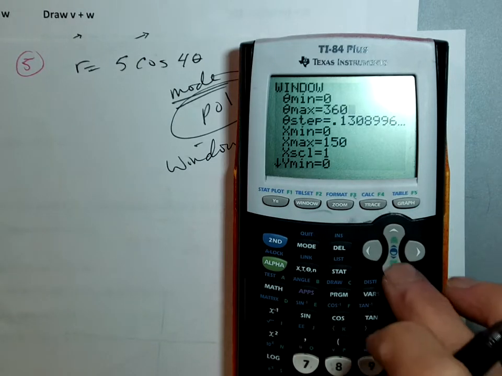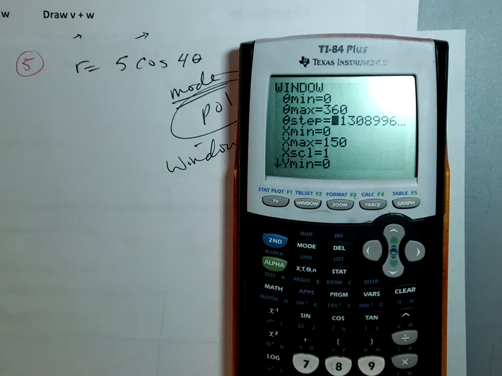Theta max is 360. And it's like the strobe light. I want to see every 1 degree, not 10. 10 would take me forever, okay? So I'm going to make my steps by 1. So I'm going to graph 1 degree, 2 degrees, all the way to 360 degrees. So I'm going to go my steps by 1.